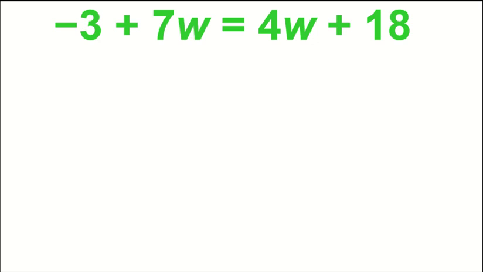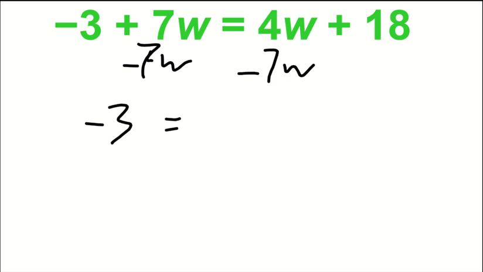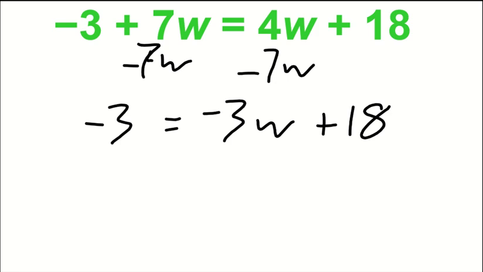Let's say instead I move the 7w. If I move the 7w, subtract 7w from each side. So I've got negative 3 equals negative 3w plus 18. Right there is why. You get a negative coefficient. If you move the higher coefficient, you end up with a negative coefficient. That means you got negative numbers you got to work with. You might still have negative numbers if you move the lower one, but your coefficient will at least be positive.